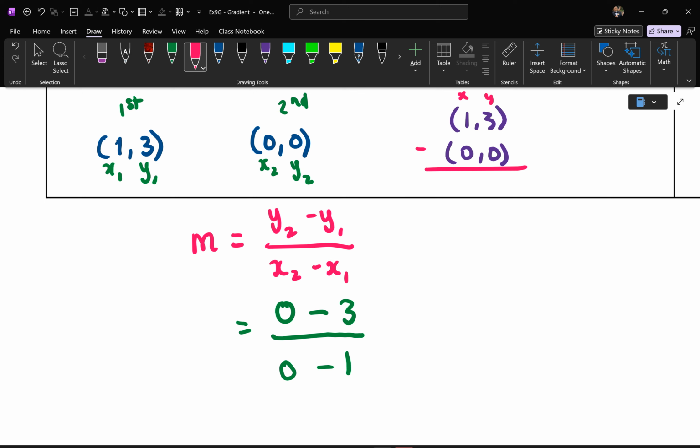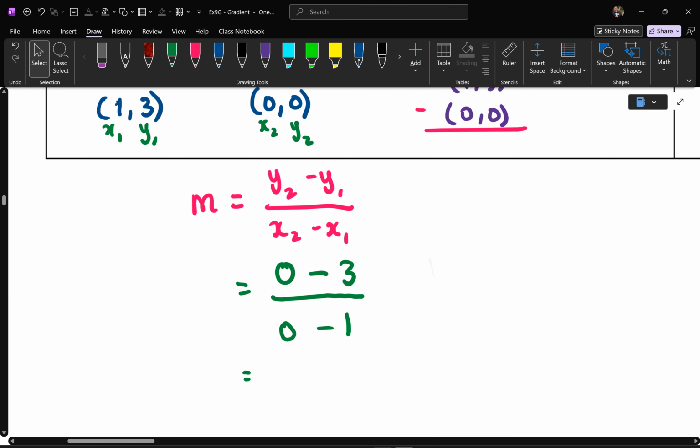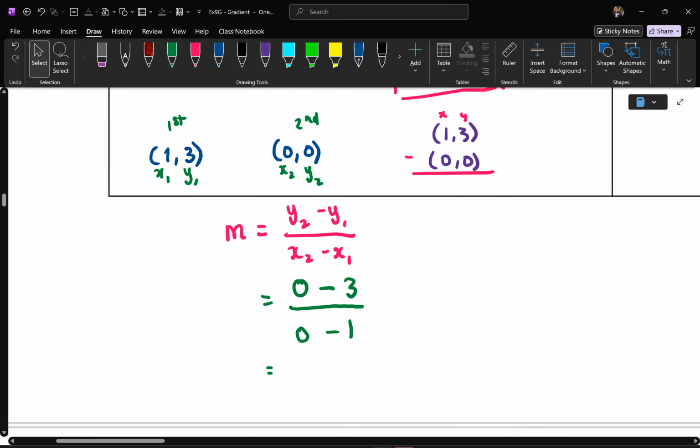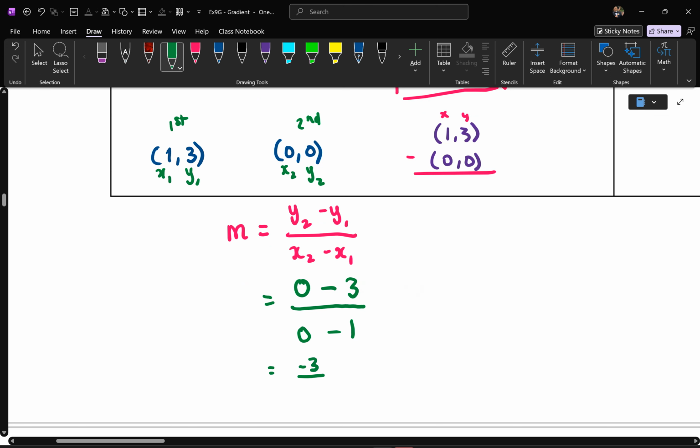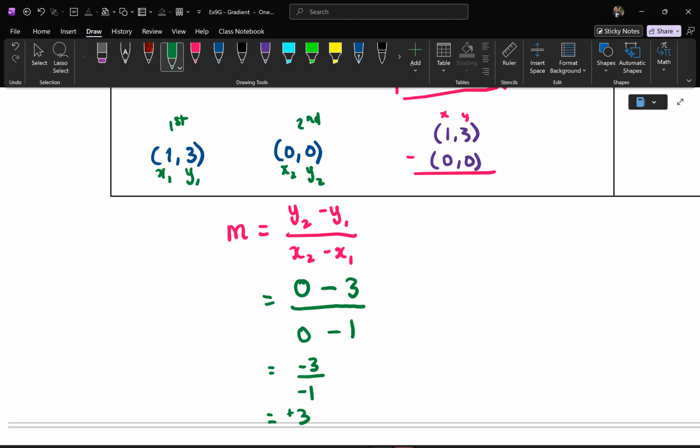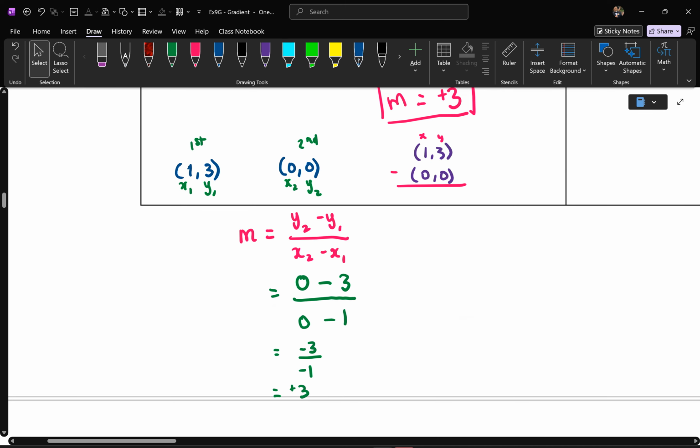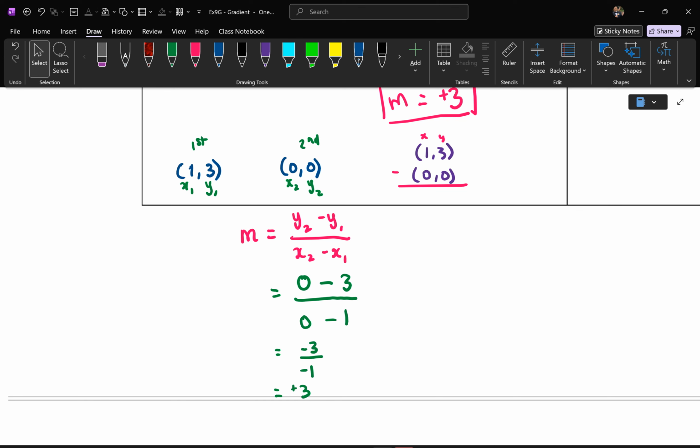Yeah? So, let's follow the formula. What does it give me? 0 take away 3. What's 0 take away 3? Negative 3. 0 take away 1. And negative 3 divided by negative 1? Positive 3. That is the same answer that you would have got up here. And it actually doesn't matter if you flip it around. Had I flipped it around, instead of 0 take away 3, it would have been 3 take away 0 and 1 take away 0, and you would have got the same answer.